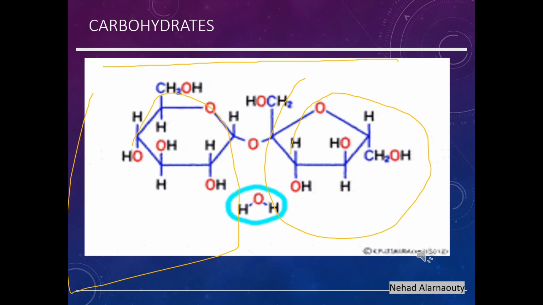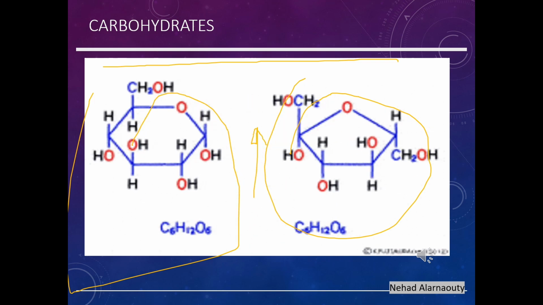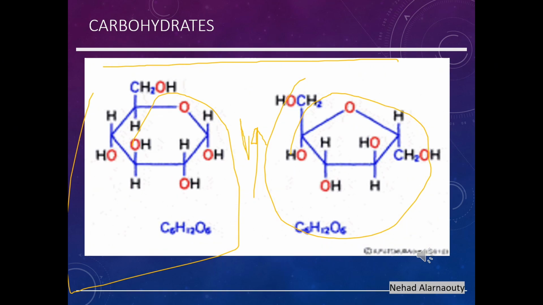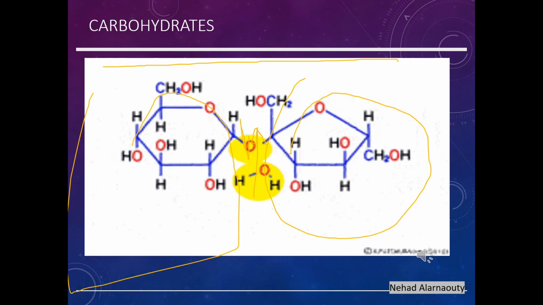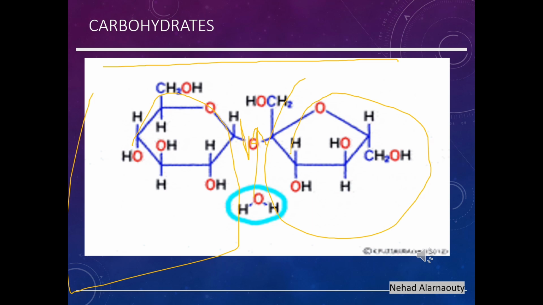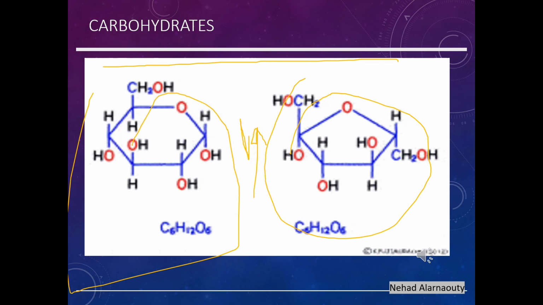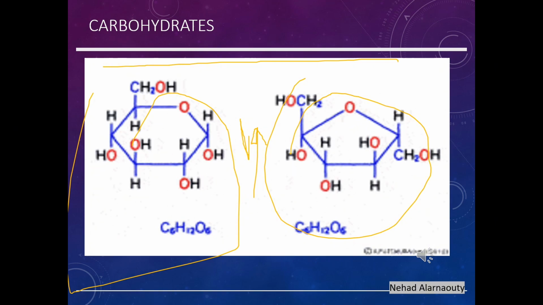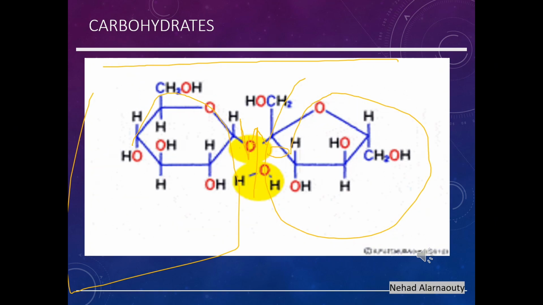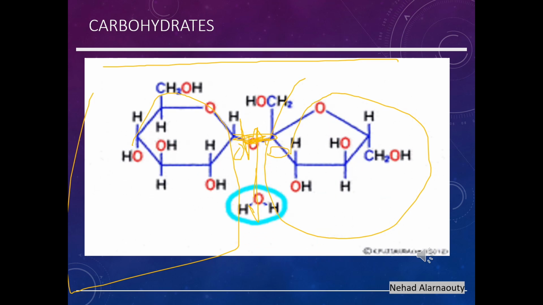Now, when I add water, I'll be breaking down the bond between them and releasing the monomers, breaking down the bonds between the monomers to release them. And the opposite, when I remove water, now I remove OH from that side and the H from that side. So when I remove water, I'll have a bond between them. So I connected the monomers to give a polymer.